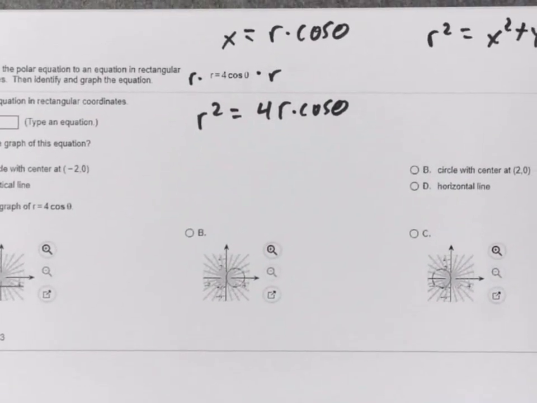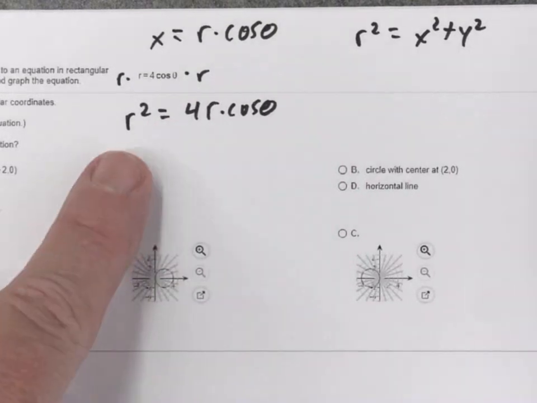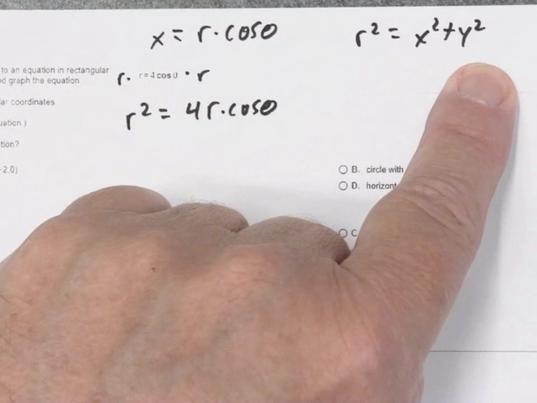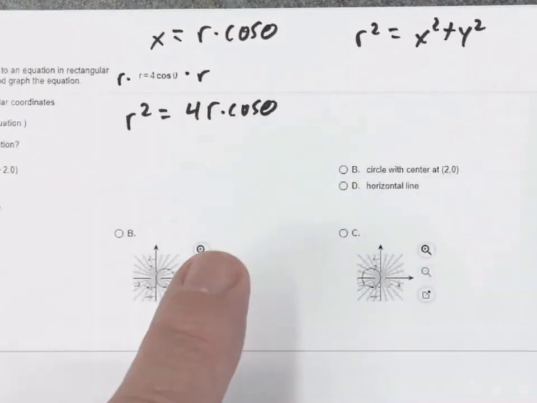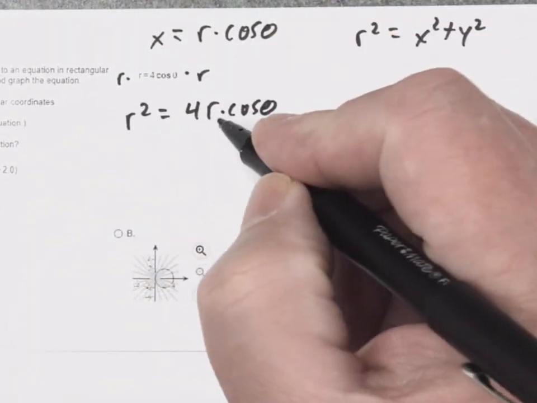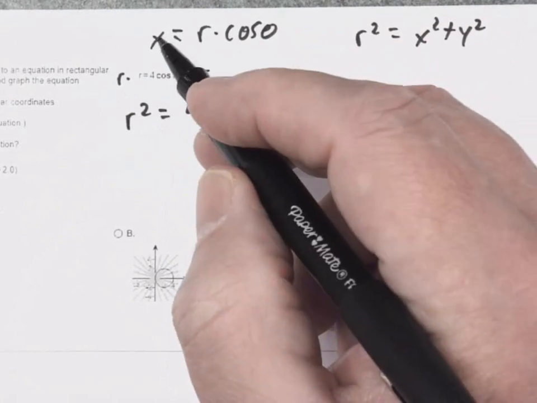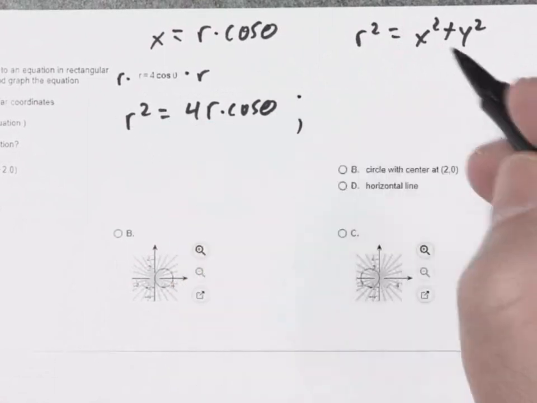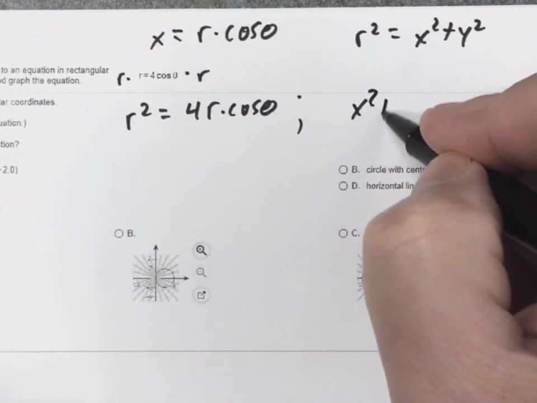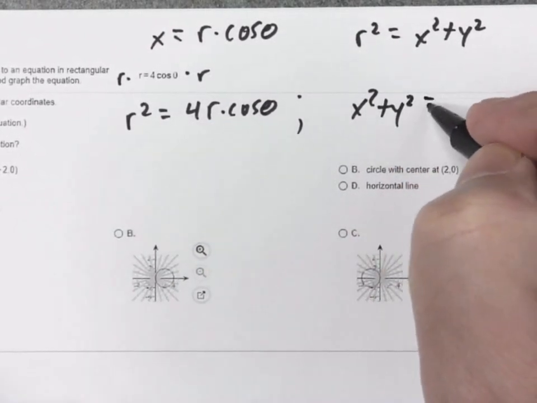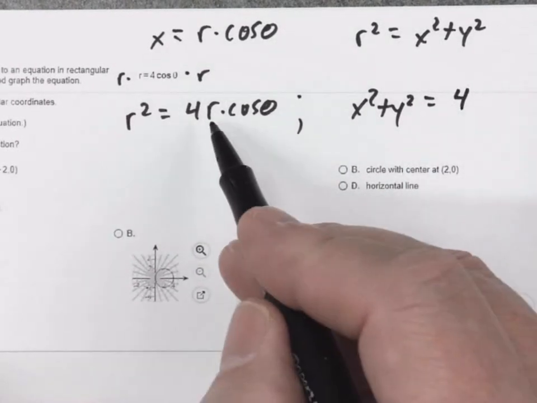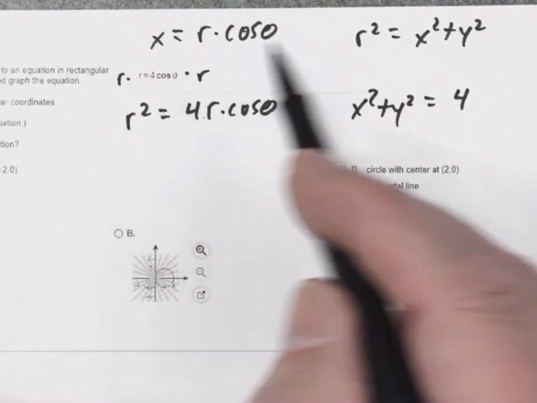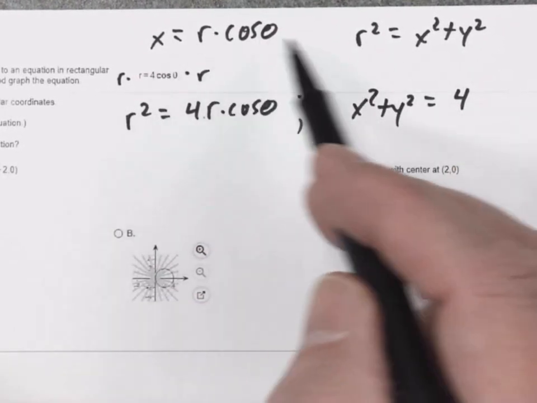And then you realize, why don't I replace r squared with x squared plus y squared? And why don't I replace r cosine theta with x? So when I do that, the r squared becomes x squared plus y squared. The 4 is here, but r cosine theta is x. So these are just from the formula page.